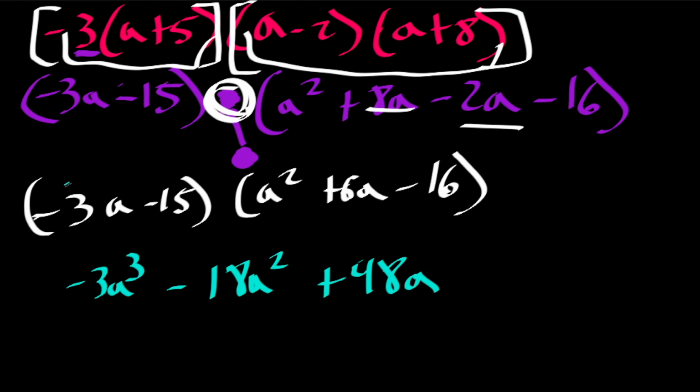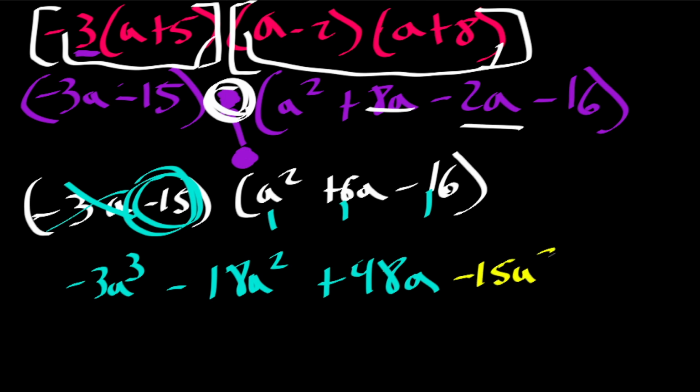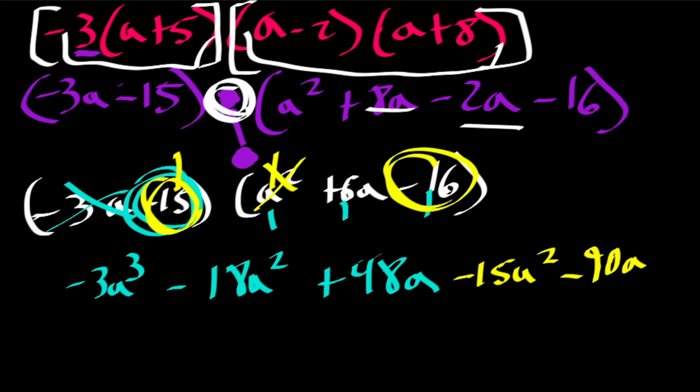All right, so now we've already distributed this negative 3a, so now we need to distribute negative 15 here, here, and here. And I'll do it in a different color just so you can see it. All right, so now negative 15a squared is what I get when I do this negative 15 times a squared, so now that's done. Negative 15 times 6a is going to give me negative 90a. And then the last round is negative 15 times negative 16, which is going to give me positive 240.